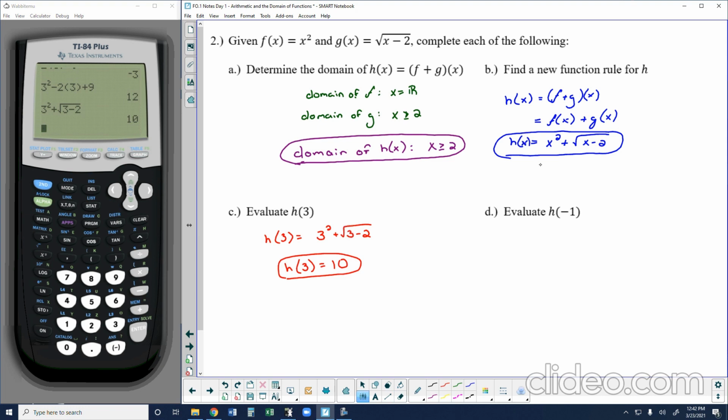So if we take a look at D, I'm going to evaluate using the function rule. I'm going to substitute in negative 1 into the function rule that we wrote in part B, and then simplify.